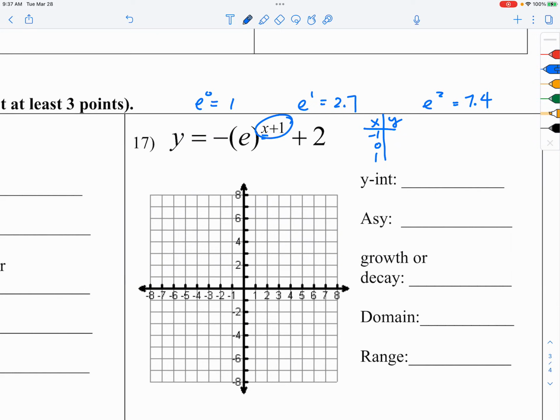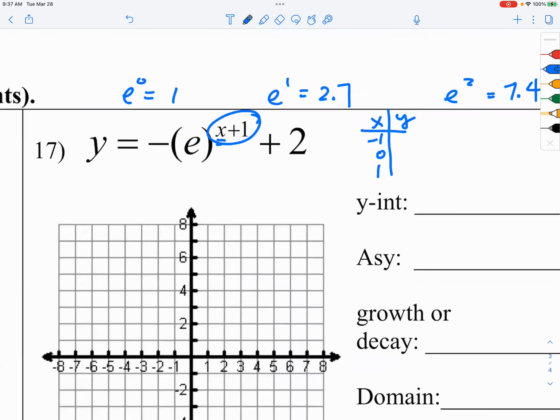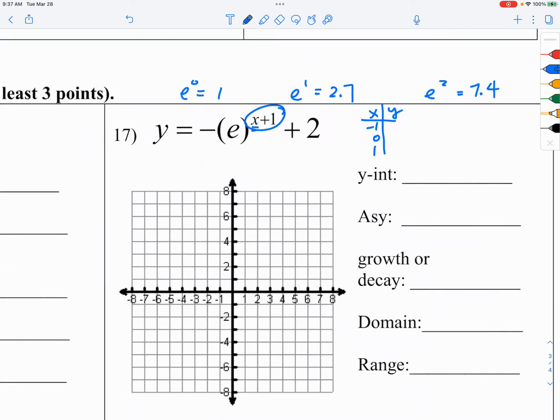Again, we're very target oriented. We are looking at the exponent and design our x values so that we have an easy life. So we say, all right, if x is -1, then you have negative e to the 0 power plus 2, which is -1 plus 2, which is 1. So right here, -1 comma 1. Are we good so far? Okay, this is simply e to the 0 power, which is 1. And the negative stays up front, in front of the parentheses.